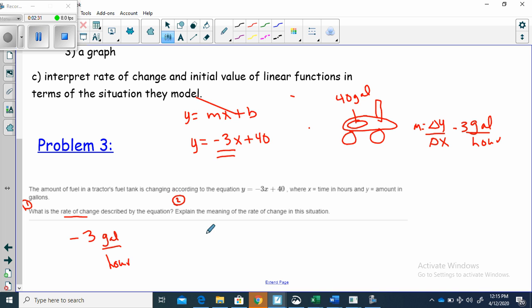Explain the meaning of the rate of change in the situation. The amount of fuel in the tank goes down 3 gallons each hour.